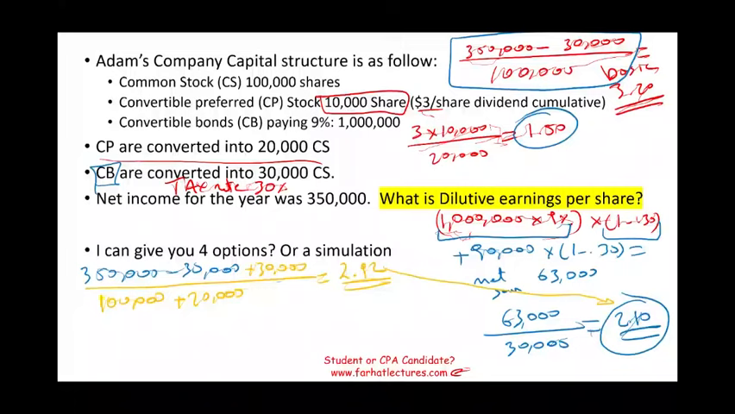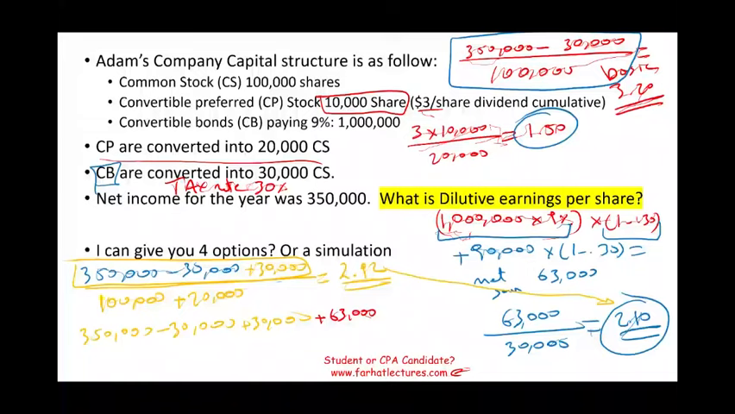I have to include them. I'm going to have to include the bond now. So I'm going to take 350 minus 30,000 plus 30,000, which is basically what we did earlier. Then I'm going to add to my numerator the 63,000, the interest net of savings, because that's going to be added to my net income. I don't add 90,000, I add only 63.